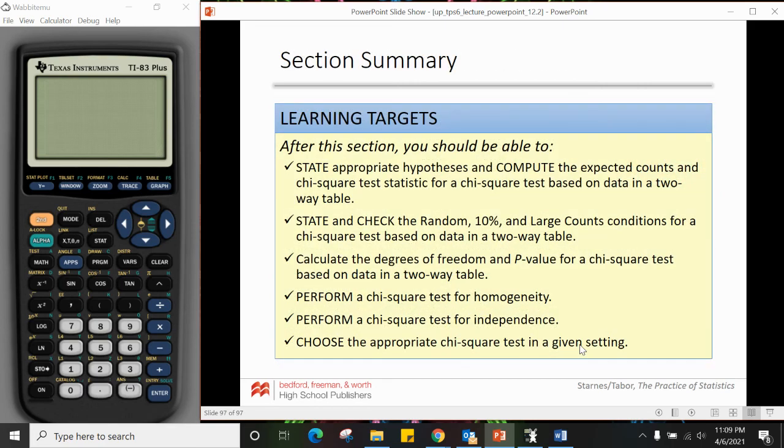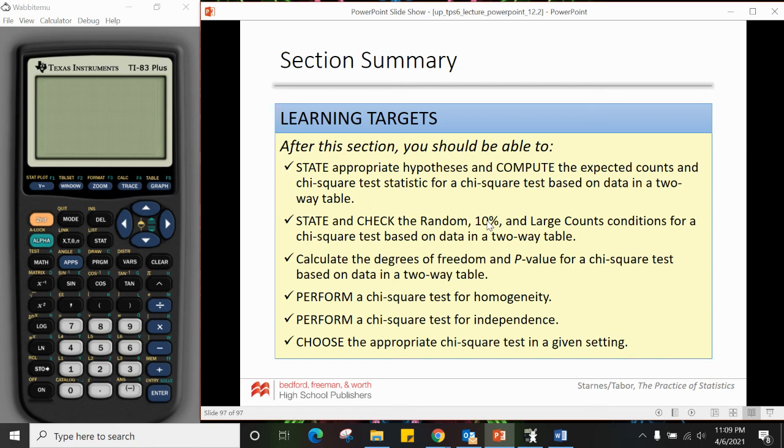Right. And we have made it through 12.2. So here are the learning targets for you. State appropriate hypotheses and compute the expected counts and chi-square test statistic for a chi-square test based on data in a two-way table. State and check the random, 10%, and large counts conditions, which we've done quite a few times today. Calculate the degrees of freedom.